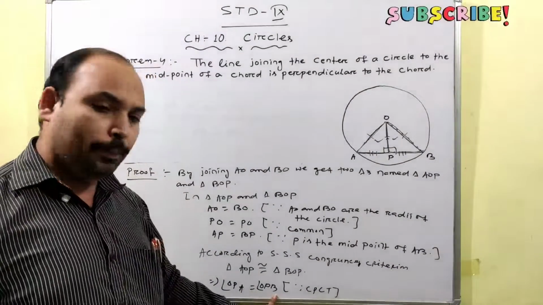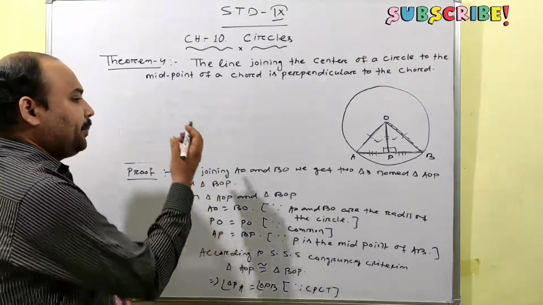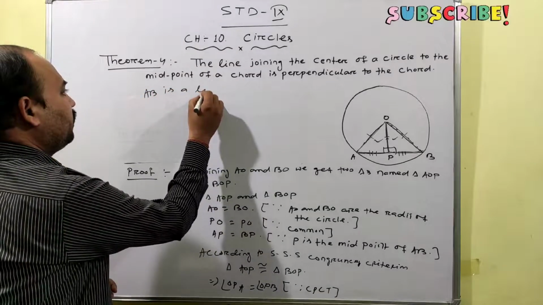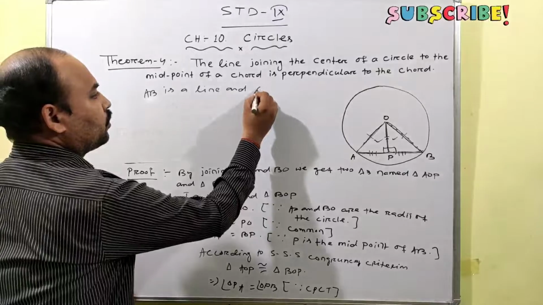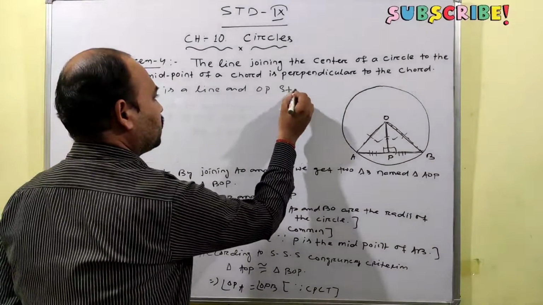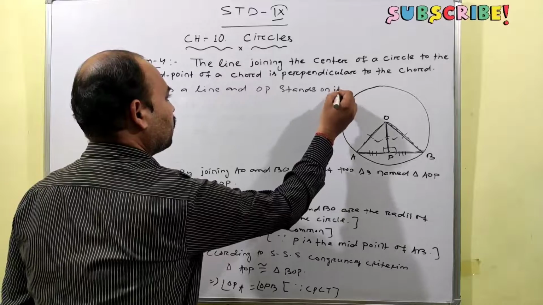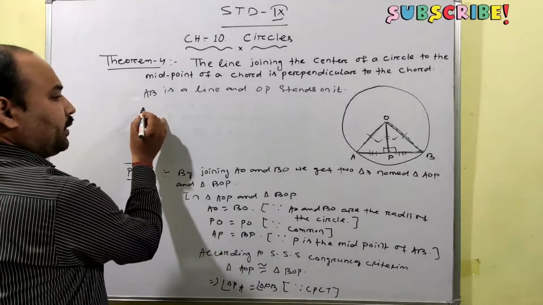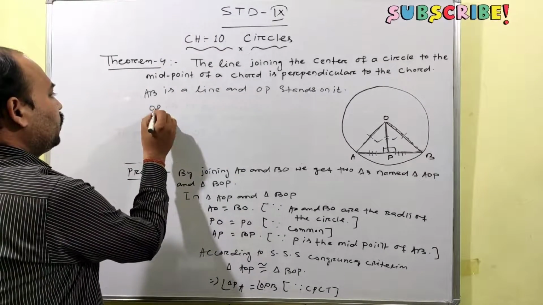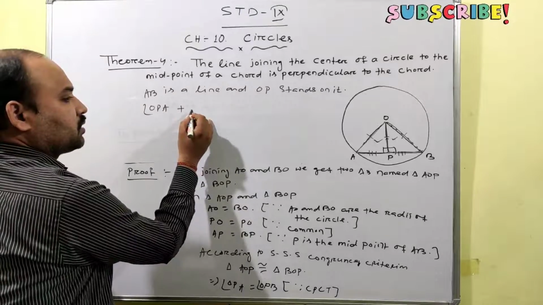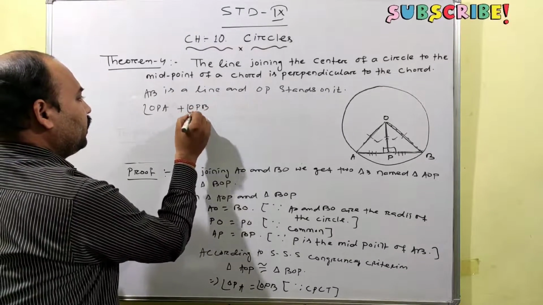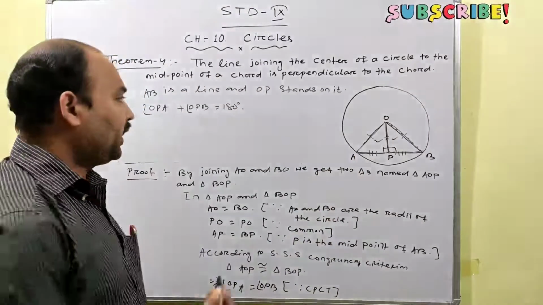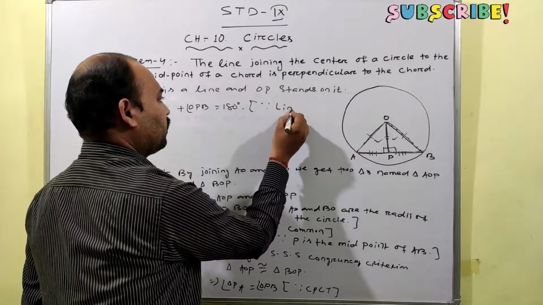Already we got here OPA angle equal to OPB angle. Now we will write AB is a line and OP stands on it. AB is a line and OP stands on it. So we can prove that now OPA angle plus OPB angle equal to 180 degrees. Why 180 degrees? Because it is a linear pair. So right here, linear pair.